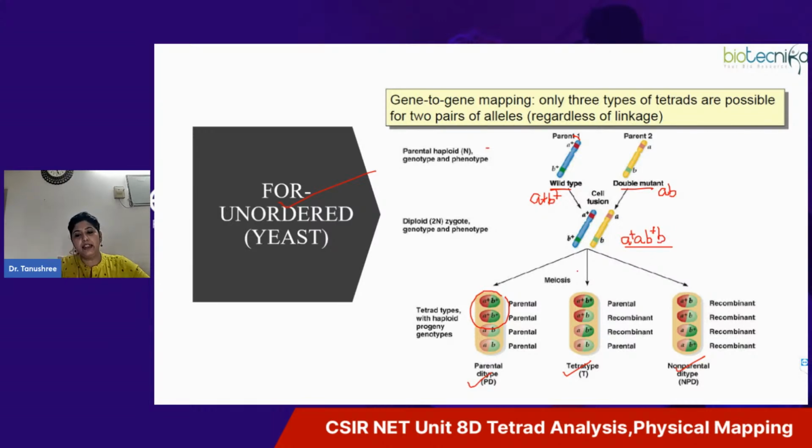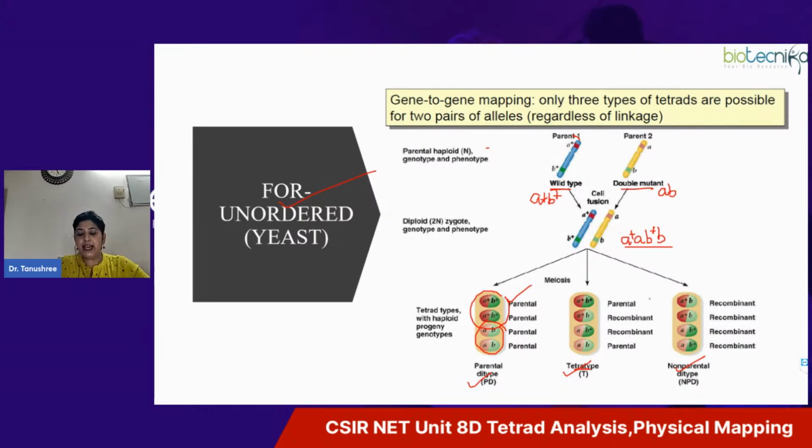And finally, when the diploid zygote undergoes meiosis, three possibilities are there. Three types of tetrads are possible. Parental ditype is where you can see this is resembling parent one and this is resembling parent two. So all four are parental, but because two are resembling one parent and two are resembling another, we say parental ditype.